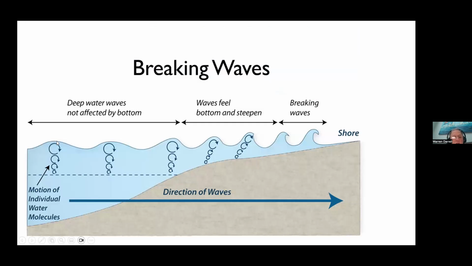Now, breaking waves, what happens? You can see the waves out here. The water itself is not really going anywhere. It just kind of circles around and goes up and down in one spot when you're in deep water. Now, when you get into shallower water, the waves get taller. Eventually they break, and now there is water moving.